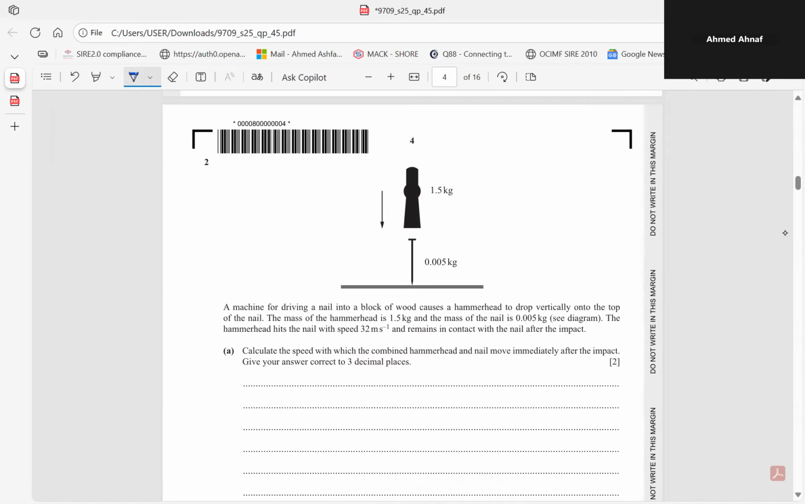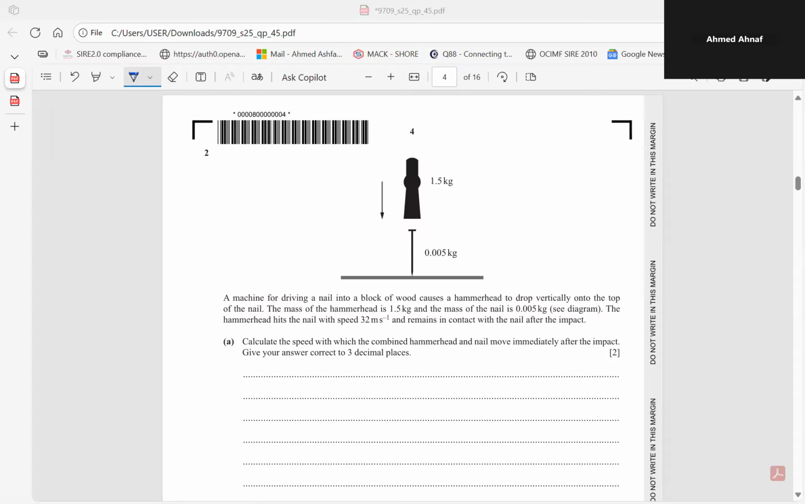Let's head on to the second question. So for this question, we're told that a machine for driving a nail into a block of wood causes a hammerhead to drop vertically on top of the nail. The mass of the hammerhead is 1.5 kg. Mass of the nail is 0.005 kg. See the diagram for that. The hammerhead hits the nail with speed 32 meters per second and remains in contact with the nail after the impact. So that means basically they coalesce, they become one body.